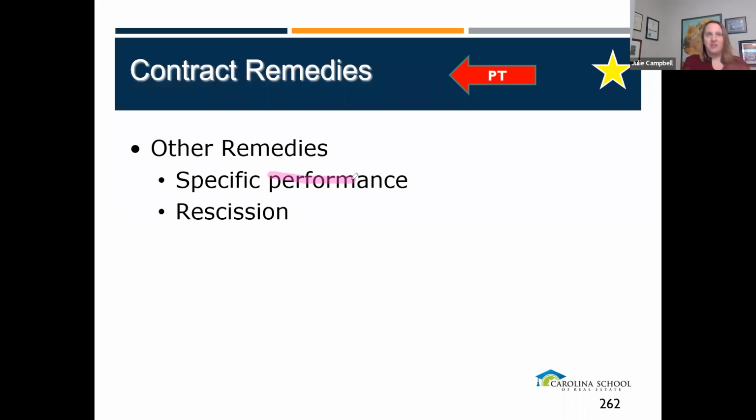So that's a rescission. You take your contract back. If you put down any deposits, you get them back. Both parties go about their business as if that contract never happened. It just poof, disappears. Magic act. Questions on contract remedies, money damages, specific performance, and rescission.